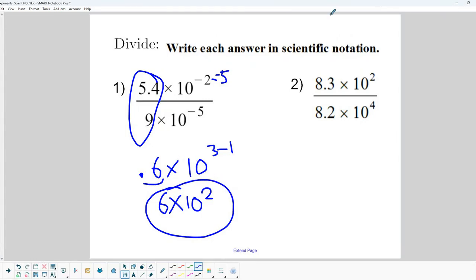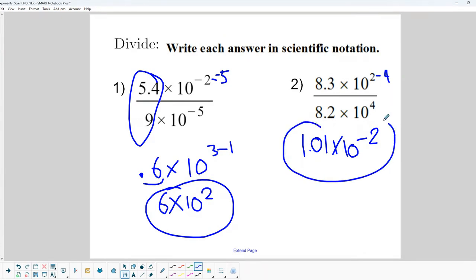All right, so on our next one, we're going to do 8.3 divided by 8.2. Then that ends up being 1.01 times 10. And 2 minus 4 is, we're going to subtract the bottom from the top. That gives us a -2 power. So that makes it a pretty small number, doesn't it? Okay, very good.